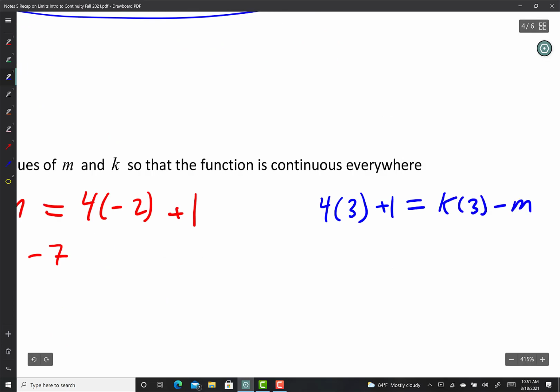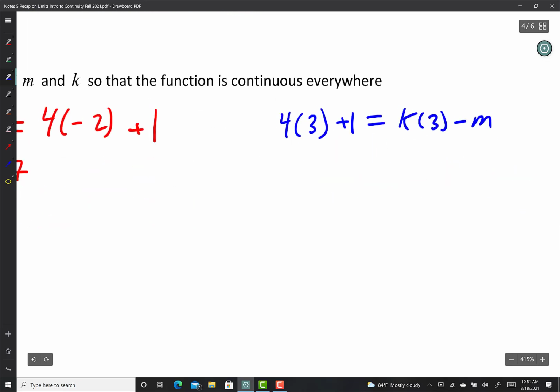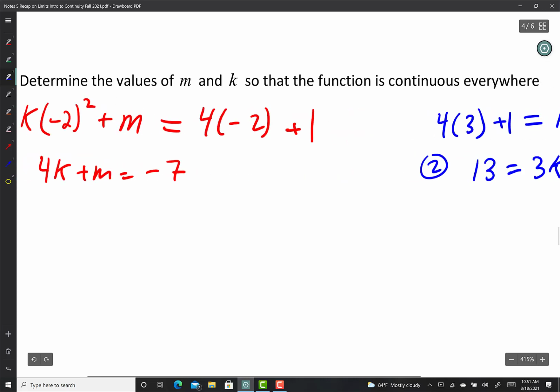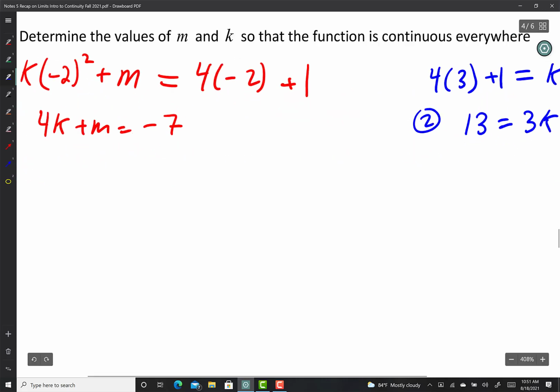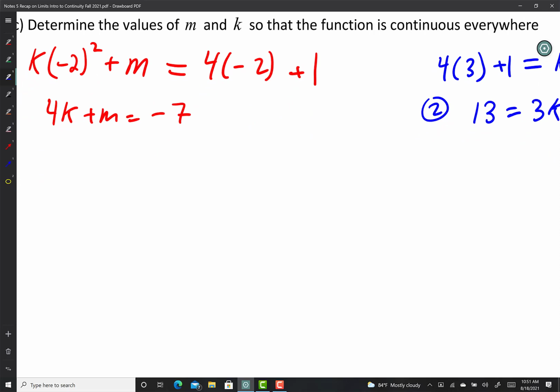All right, so here we go. So 4 times 3 is what? 12 plus 1. 13 equals 3k minus m. That is your equation 2. I think we got enough, guys. So let me write a system here.